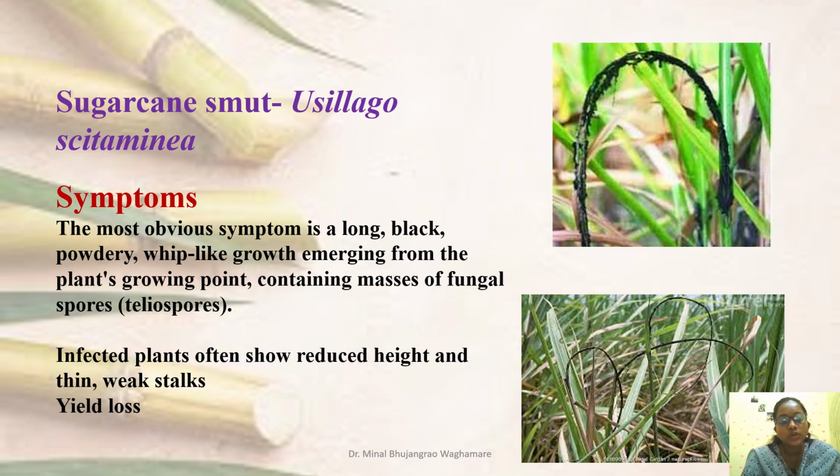Coming to the next disease, that is sugarcane smut. Causal organism is Ustilago. Here there is some spelling mistake, so Ustilago, you have to add a P here. Coming to the symptoms, the most obvious common symptom is a blackish, long, powdery whip-like growth emerging from the growing point, and that blackish powdery growth carries the teliospores inside. This infected plant often shows reduced height and thin weak stalks and ultimately leads to yield losses.